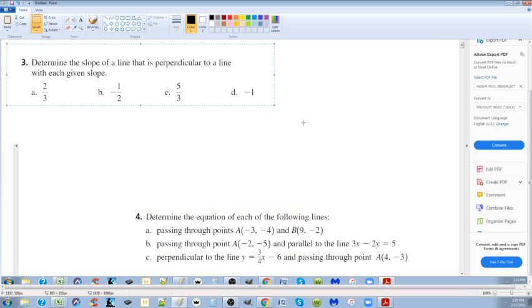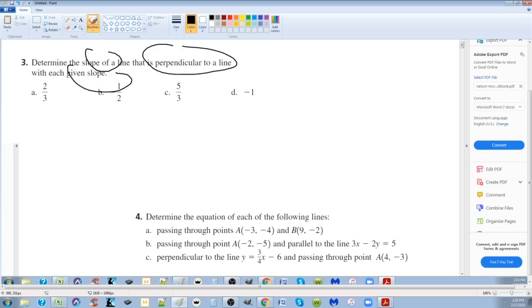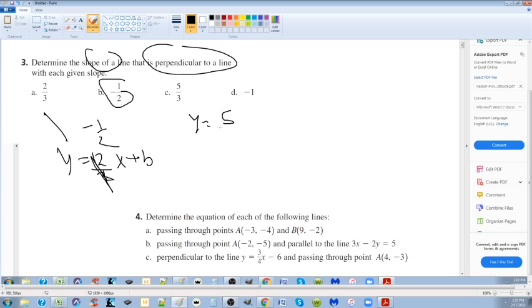Determine the slope of the line that is perpendicular to the line with the given slope. Determine the slope of a line that is perpendicular to a line with the given slope. Well, parallel lines just have the same slope. So that means it would be 2/3 x, and we don't know the b. And for this one, it's -1/2 x plus we don't know the b. And this one, it's y is equal to 5/3 x plus b.